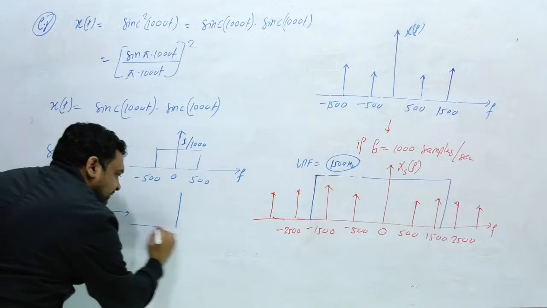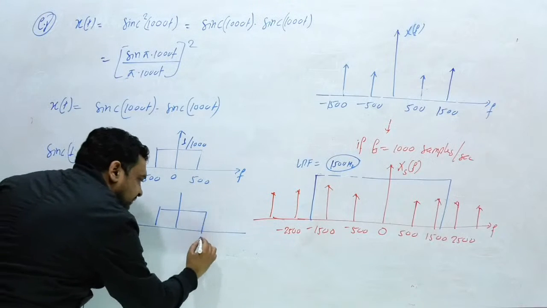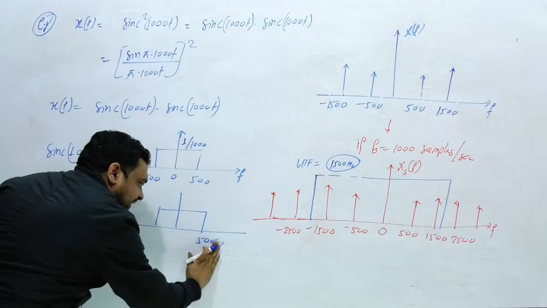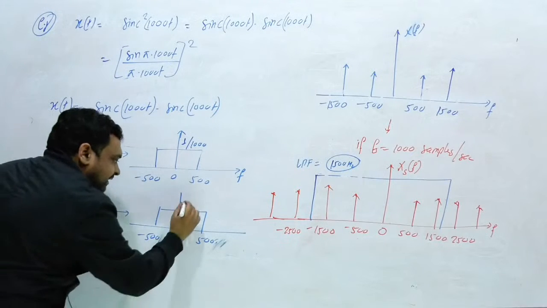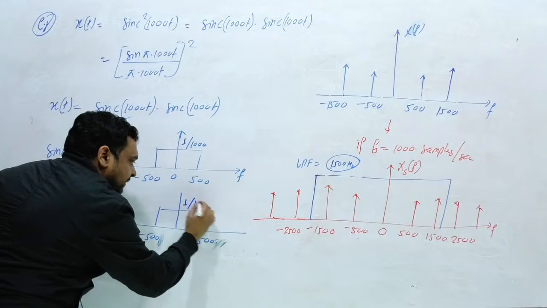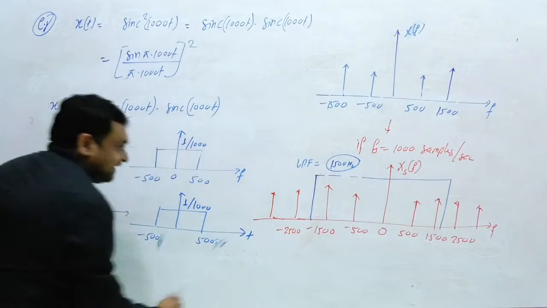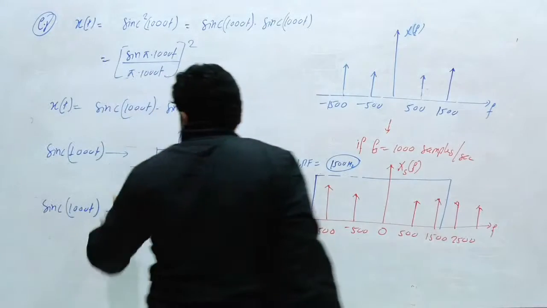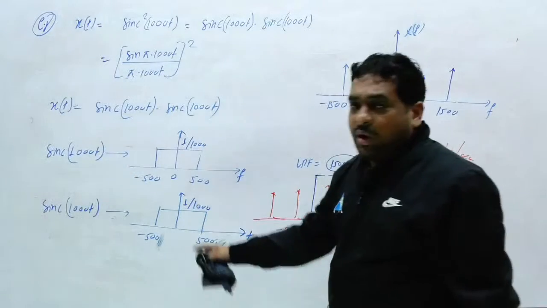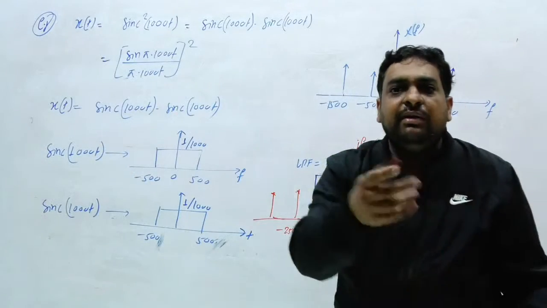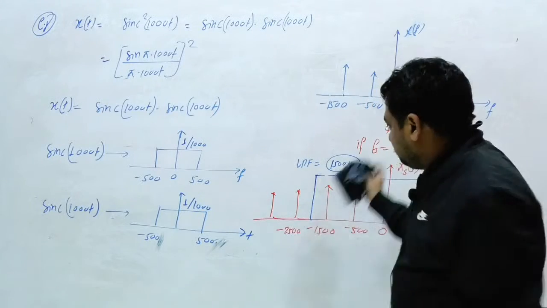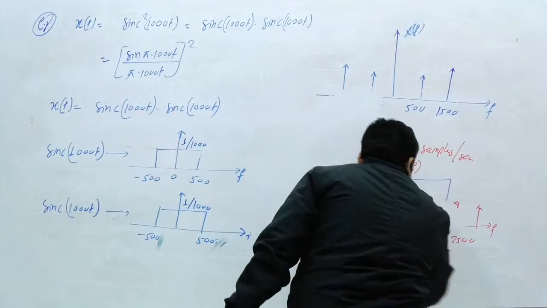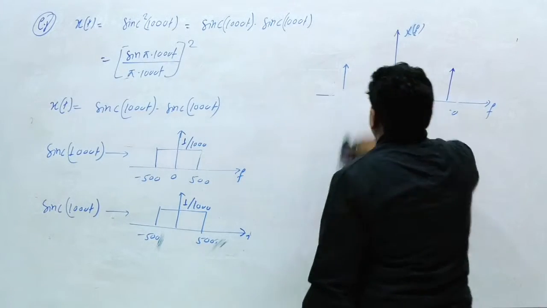What is the Fourier transform? Again this is 500. This is minus 500. This is 1 upon 1000. Like this. Can I write? If these two are multiplied, this will be the convolution, and already we are expert in convolution of two pulses.